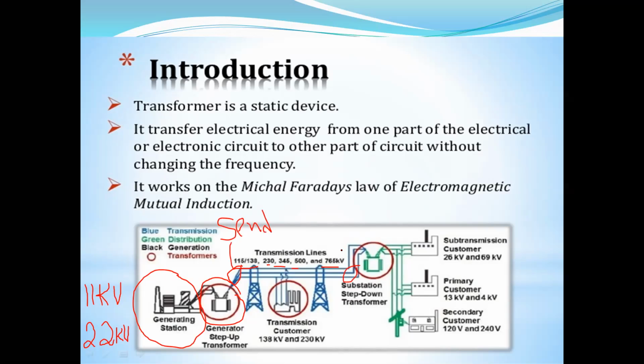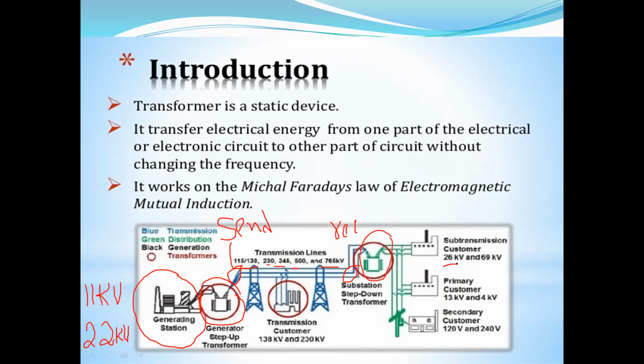This end is called the sending end, and this end is the receiving end. Here we place another transformer at the receiving end. This transformer decreases the voltage levels to distribution values.